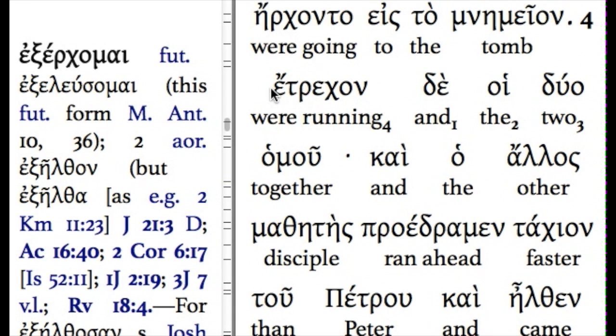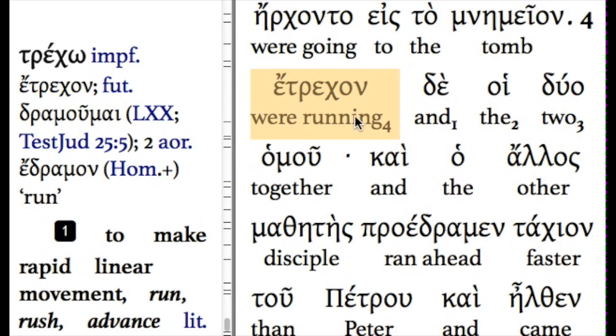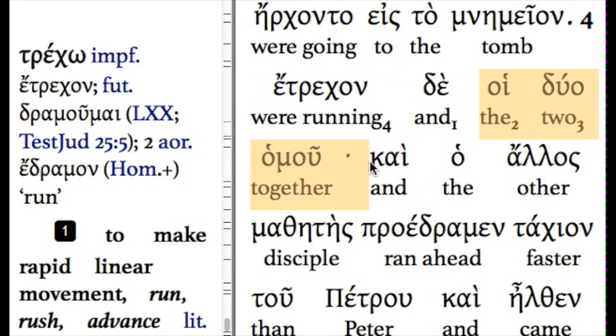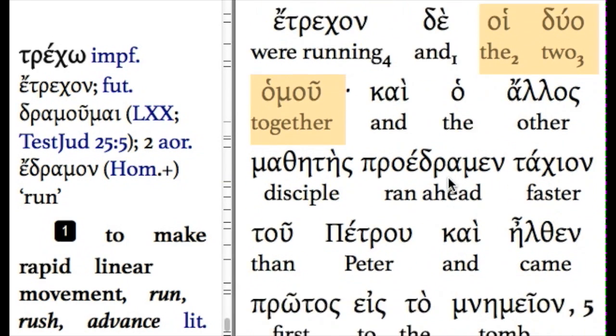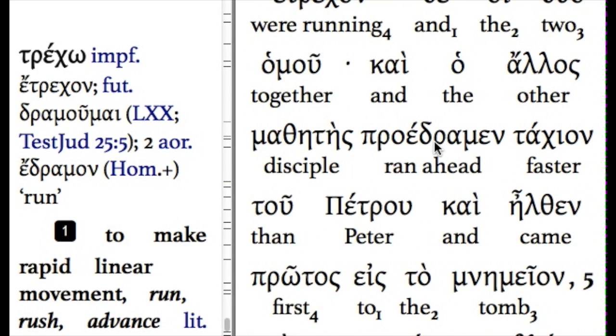Here we go. What about this one? We saw before, trecho, remember, means I run. So what is etrechon? Well, augment, present tense stem, secondary endings. Okay, so that's an imperfect. So they were running, the two together. So here's our subject, nominative case. The two together were running. And the other disciple, proedramen.